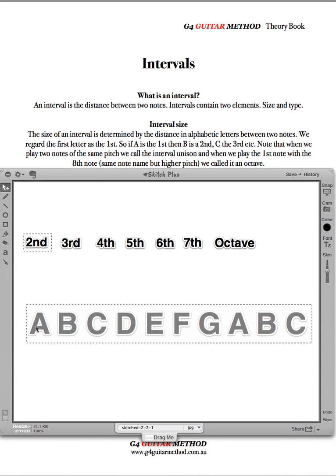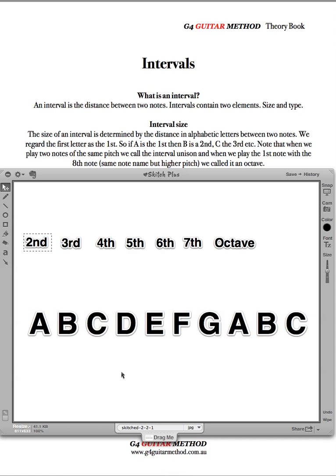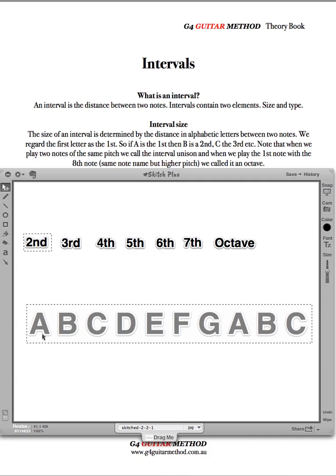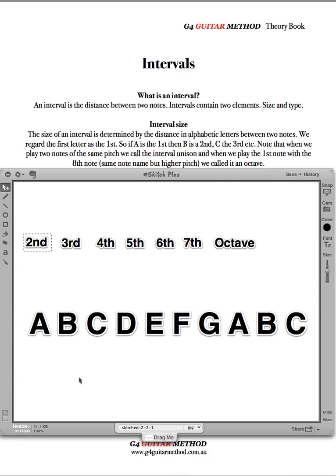Okay, so here are the alphabetic letters, A, B, C through to F, G plus A, B, C again. If we want to work out what a second is from any note, then we start with the first note, whatever it is. In this case, let's have a look at the A note. So the first note there is A. What we want to do is work out a second from an A. Very simple, it's just the very next note. So A to B, I'll draw a little line here just so that we can see how this works. So there, A to B, that's a second.